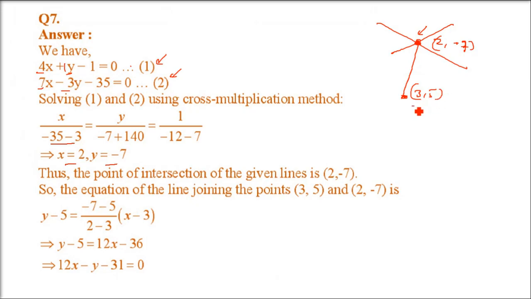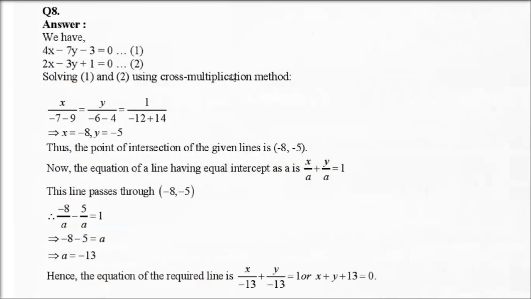So now we know how to find out the line: y minus y1 equals (y2 minus y1) by (x2 minus x1) into (x minus x1). So x1, y1, x2, y2, you put in this formula, and you'll get 12x minus y minus 31 equals 0.